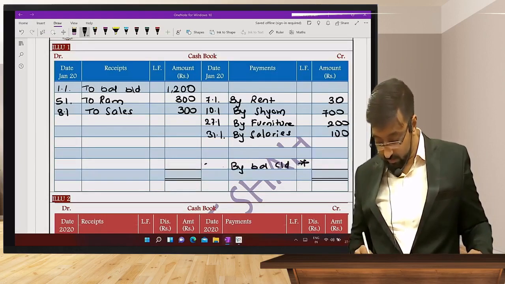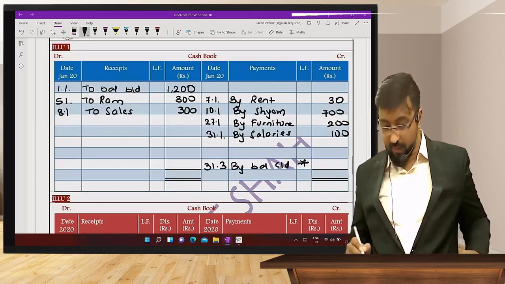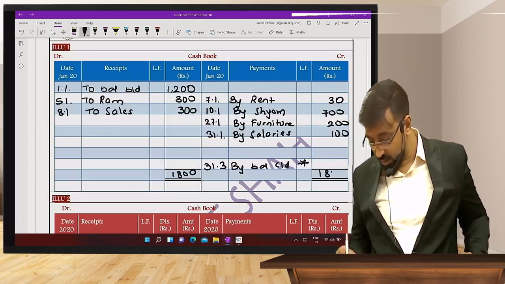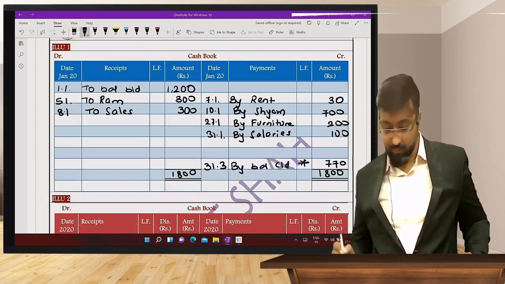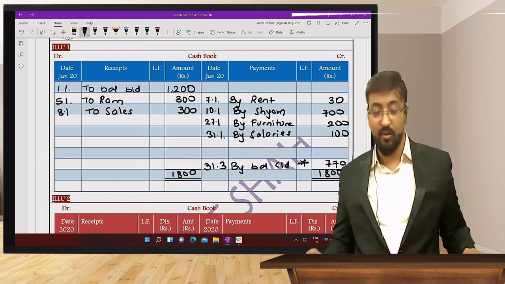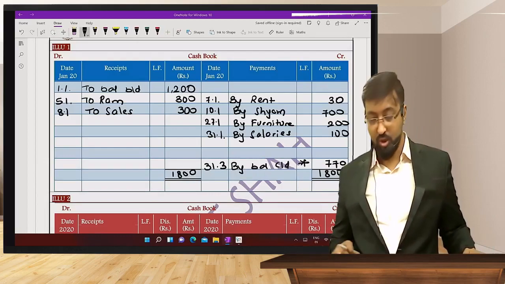Star mark always. What is the total of debit side? 1800. And what is the total on credit side? 770. Okay, very easy sum.